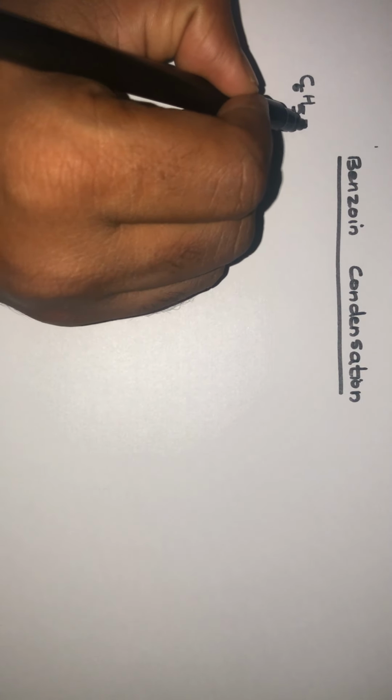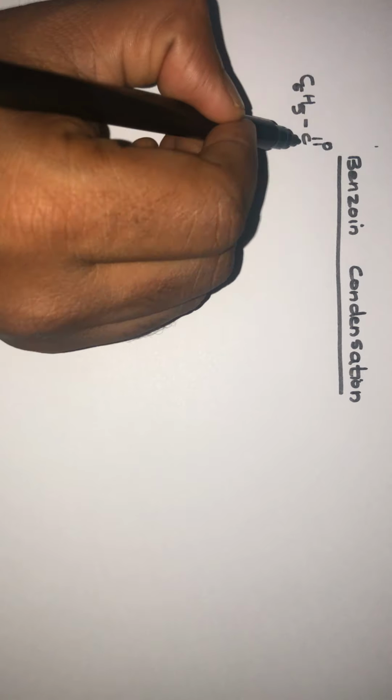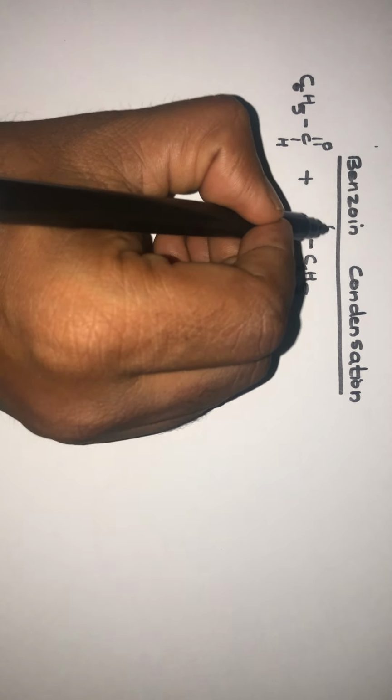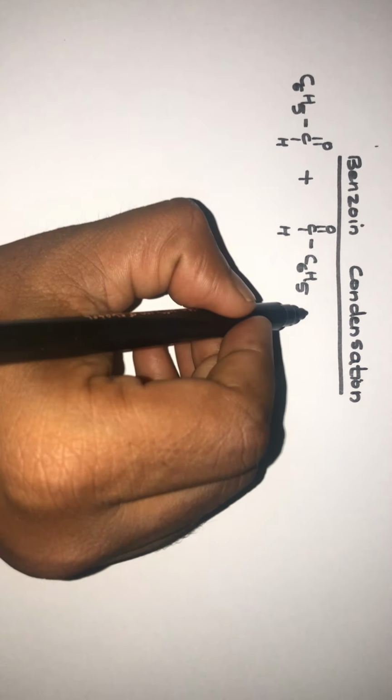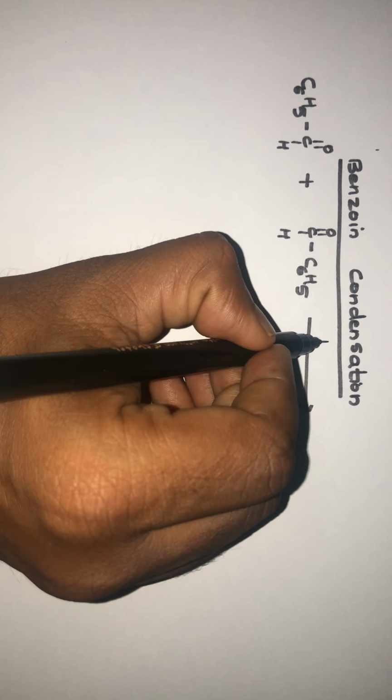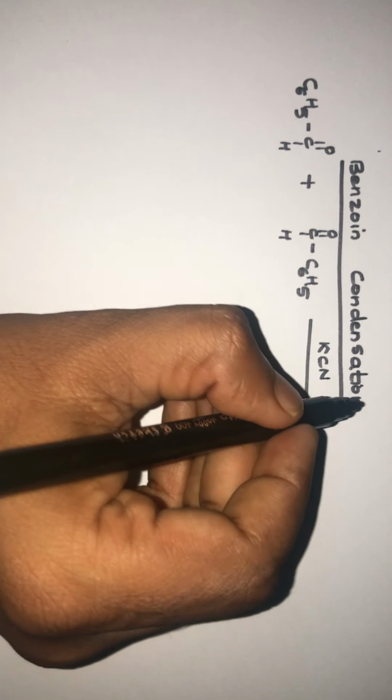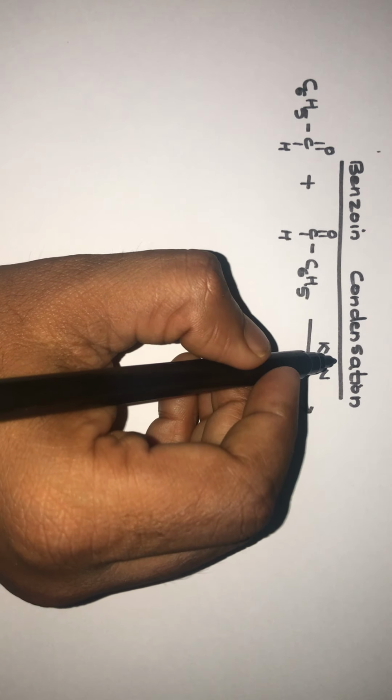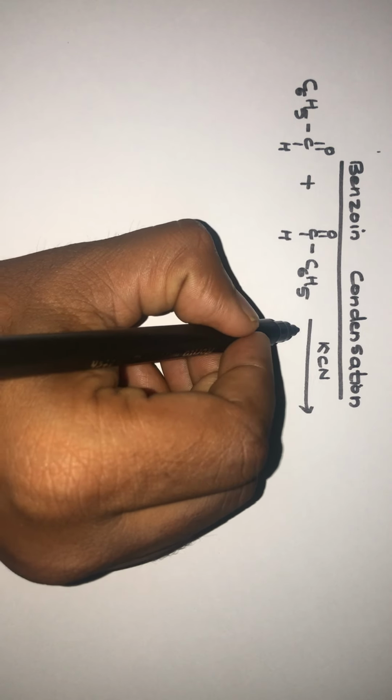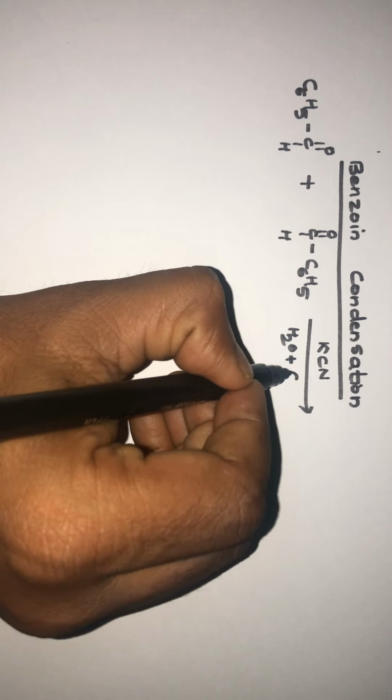Let us see what happens here. Take benzaldehyde, C6H5 C double bond O H, plus another molecule, C6H5 C double bond O H. So we have two molecules of benzaldehyde, and they are treated with potassium cyanide in an alcoholic solution, water plus ethanol.